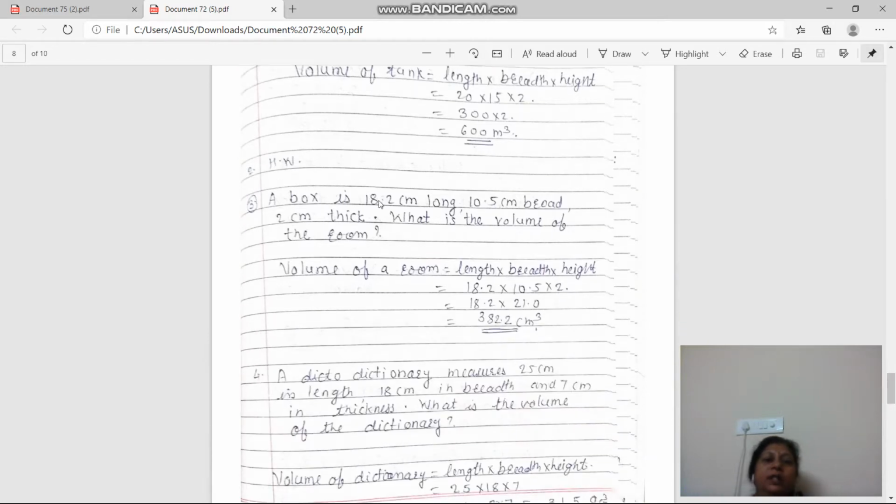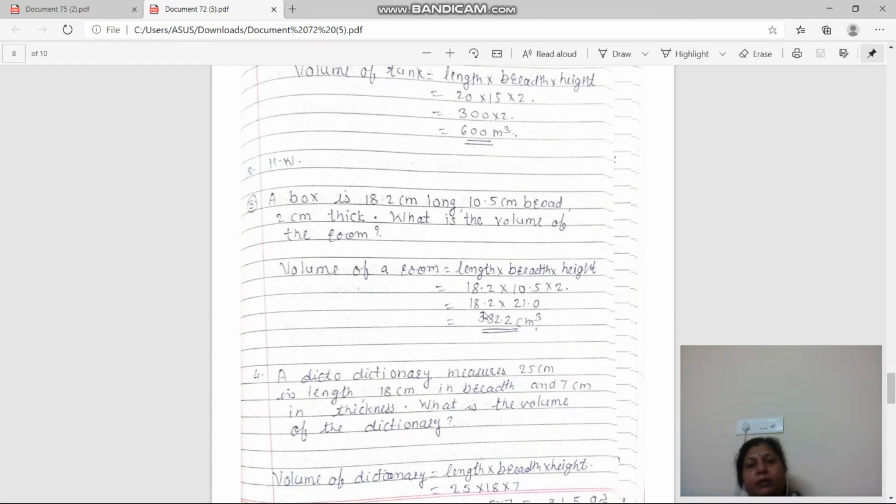Now third question. A box is 18.2 centimeter long, 10.5 centimeter broad, 2 centimeter thick. What is the volume of the box? Okay, so it is also small, so I can ask it for 2 marks also. Okay, volume of a box is equal to length into breadth into height.